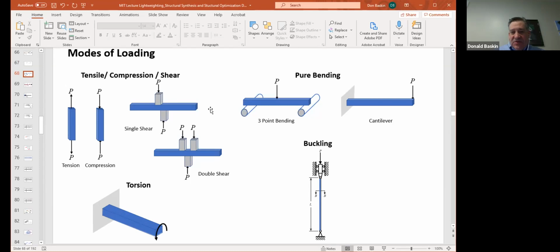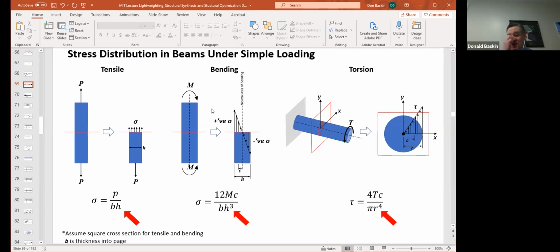Remember: tensile, compression, shear, and then bending, torsion and buckling. We talked about the stress distribution in a beam subject to those modes of loading, and how things are very different for each one. For tensile, the load scales with the height of the cross section linearly. In bending, the stress goes down with this dimension h to the cube power, and in torsion, the stress goes down with the radius to the fourth power. So a very dramatic drop in stress.